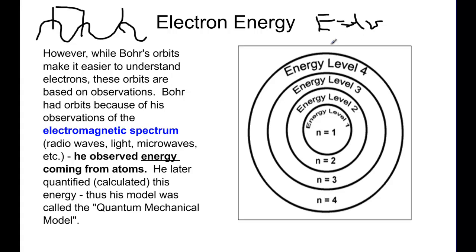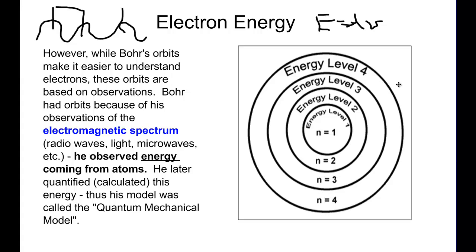So when Niels Bohr observed this, he measured the frequency, he measured the wavelength, he figured out how much energy was coming from it. So he quantified it. Quantify just means to calculate or to give a number to. So he gave a number to this and developed what we call the quantum mechanical model, which you can see over here. Okay, this is the quantum mechanical model where you've got a nucleus in the middle and different energy levels that we call orbits.